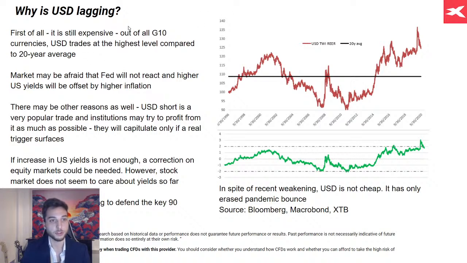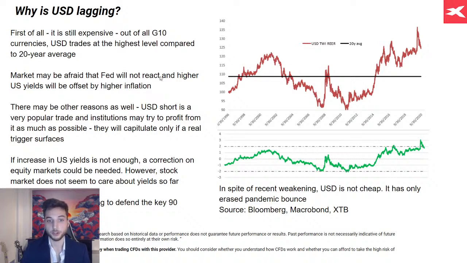But first of all, why is USD lagging? It is still expensive. Out of all the G10 currencies, USD trades at the highest level compared to the 20-year average. You can see here on this chart by Macrobond that the USD versus the 20-year average, which is this black line, is at the highest level since 1998 and even higher.